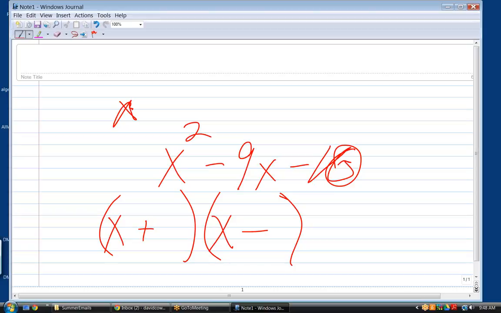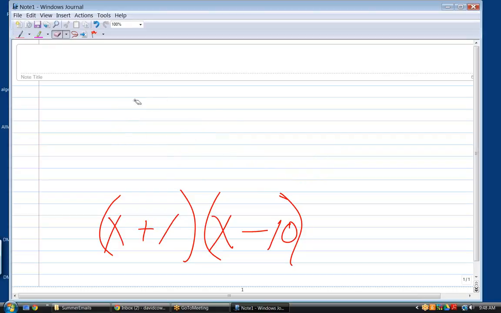Well, now I'm looking for factors of 10 that subtract, not add, subtract, because of that negative sign that's in front of the 10, to the number 9. 10 and 1. Okay, and take the larger of those factors, the 10, and put it with the sign of the middle term. So the 10 goes there, the 1 goes there. All right, let's do some more of those.